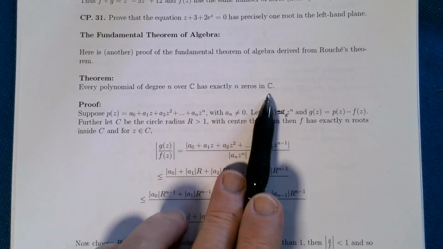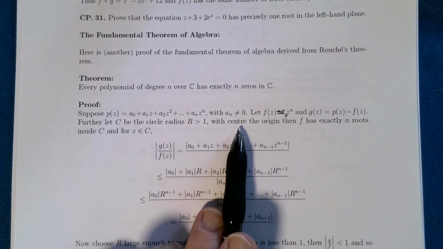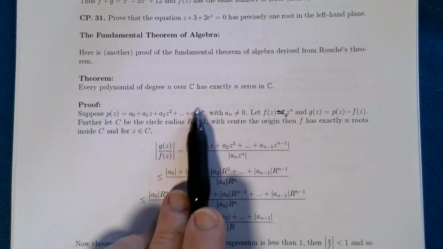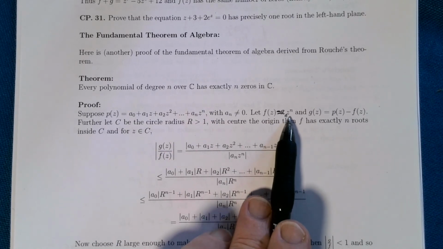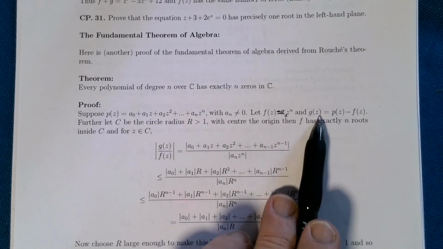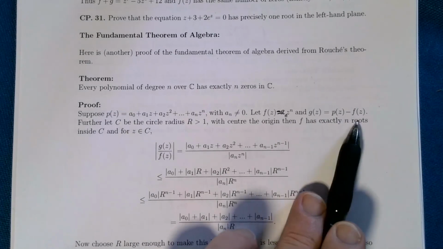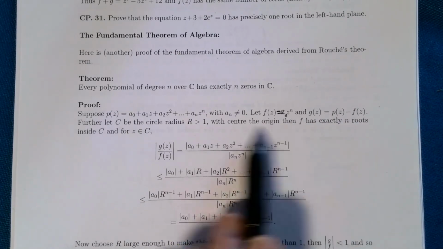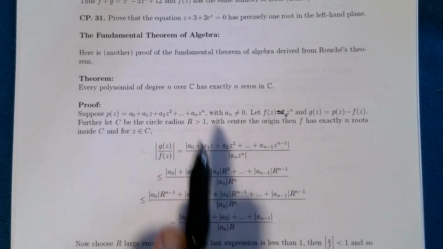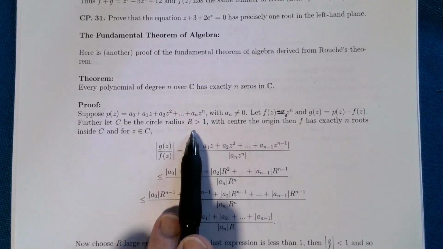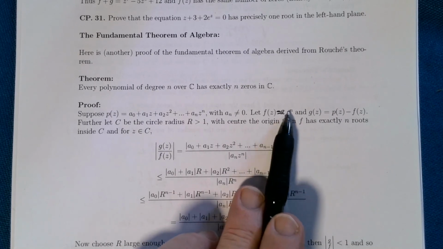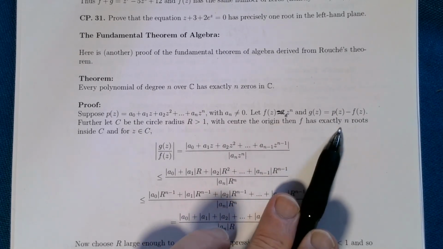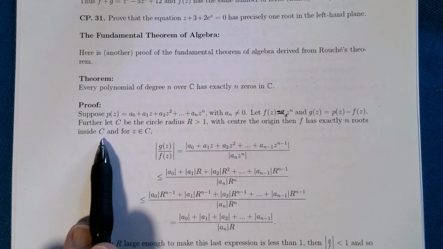So once again, you pick the bit that you know has got exactly n zeros. So I'll just take the first term here. So f of z is a_n z to the n, and g of z is what's left. So I take the polynomial minus this first term. And we're going to let C now be a circle of radius r bigger than 1, centre the origin. Then it's obvious that this function f has exactly n zeros, counting multiplicity, inside C. And now I want to show that mod g is less than mod f.